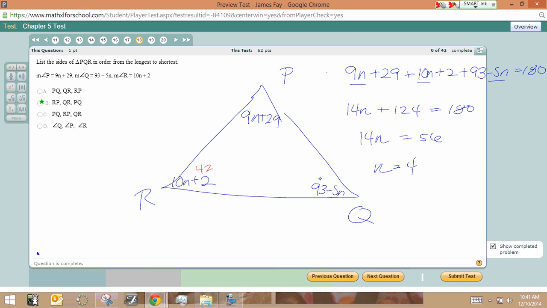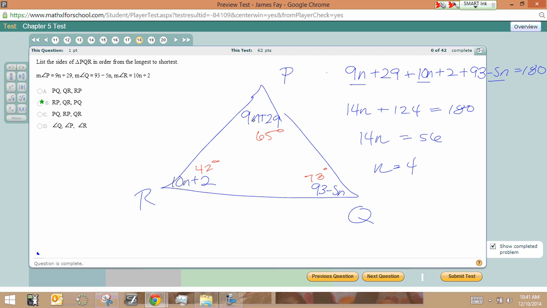Now if n is 4, that makes this angle here 42. It makes this angle here 73. It makes this angle here 36 plus 29, which makes that 65. There you go, 65.